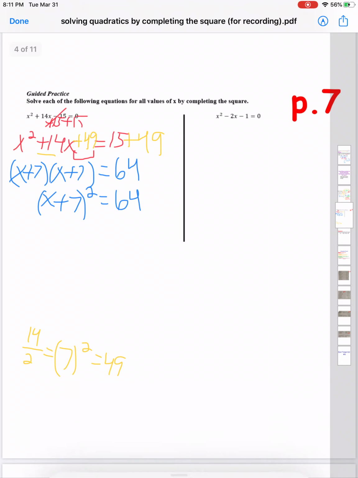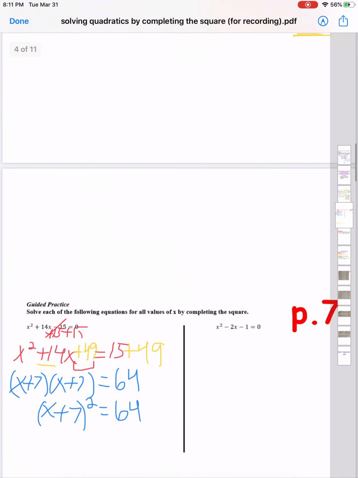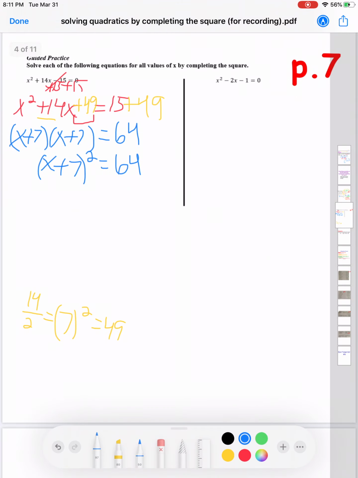Now we're up to step 4. If we come back to our notes, step 4 says to take the square root of both sides. So at this step right here, we're going to take the square root. Taking a square root of a square makes those cancel out, so we're left with x plus 7 equals.